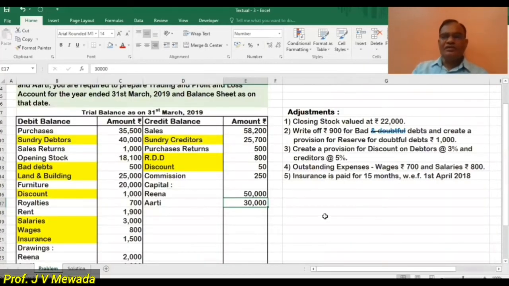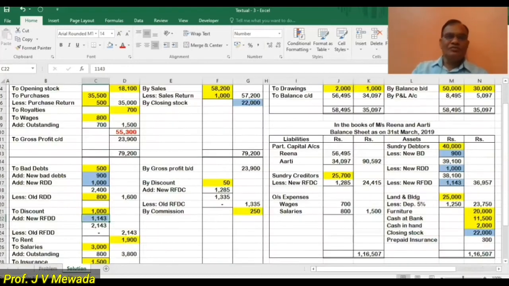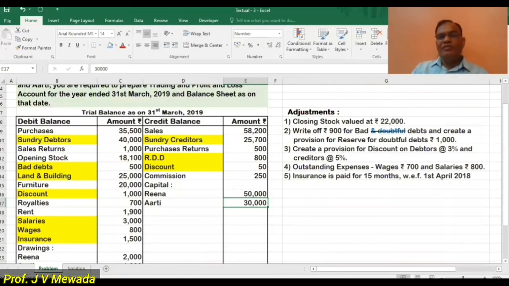Now reserve for discount on creditors 5%. So we'll calculate 5% of the creditors, that is 1285, and that we are going to subtract, and same 1285 we are going to add in the discount. Which discount? Discount received on the credit side. Okay. So we have completed the adjustment number 1, 2, 3 and 3. In 3 we are having 2 actually.